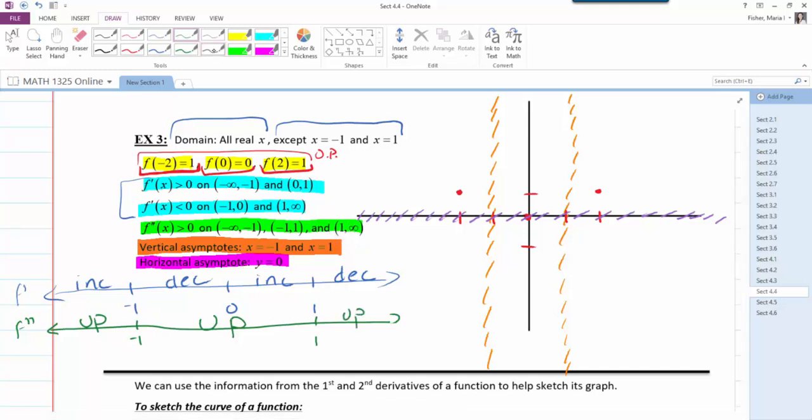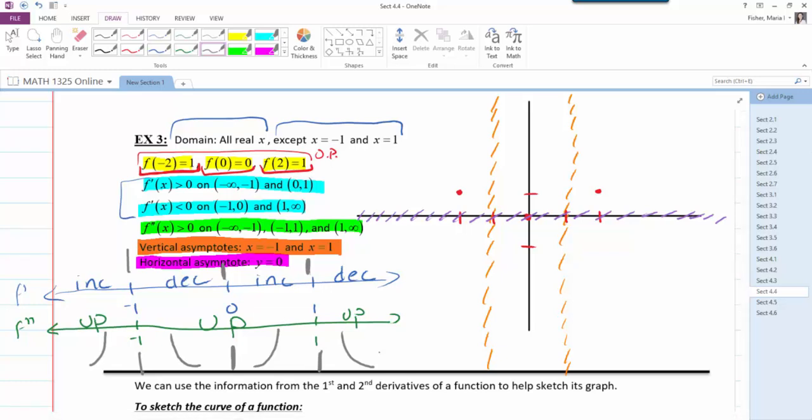So if I look at each one of these sections individually, here I am increasing and concave up, which means that I look like the right side of the letter U. Decreasing and concave up means that I look like the left side of the letter U. Increasing and concave up, the right side of the letter U. Decreasing and concave up, the left side of the letter U. So let's put this all together with the points that I have in my graph.